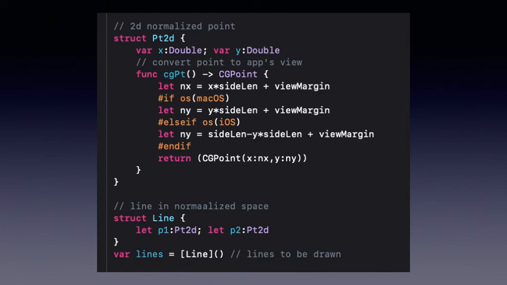Now, the reason there's ifs and if-else for iOS and Mac is because the Mac view, the origin is in the lower left corner, and in iOS it's in the upper left corner. I have a definition of a line, which is simply the 2 points in the line, and I have an array of lines. And this is what the algorithms write into. In other words, the algorithms generate an array, and that array of lines is then drawn. This is a global. It's the only global in my implementation.